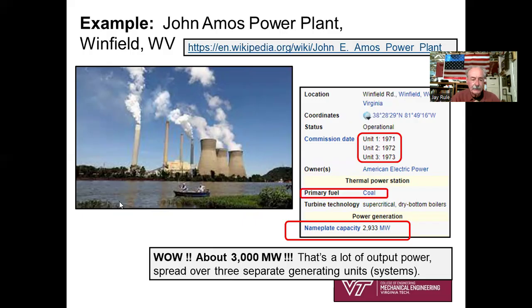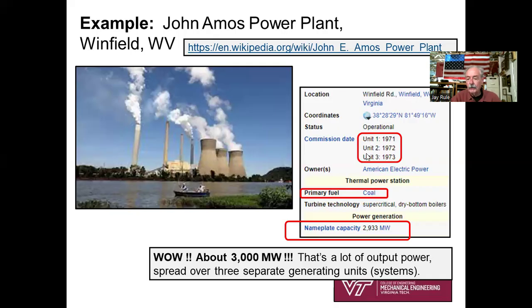This is an image of the John Amos power plant in Winfield, West Virginia, which is just west and a little bit north of Charleston, West Virginia, located on the Kanawha River. And so one thing you think, well, why is it on the river? That's going to be the source of cooling water. And so as you see this, you see three exhaust stacks, you see three cooling towers. This stack here, I believe, is an environmental controls related stack for cleaning the exhaust. But basically, you see three units.